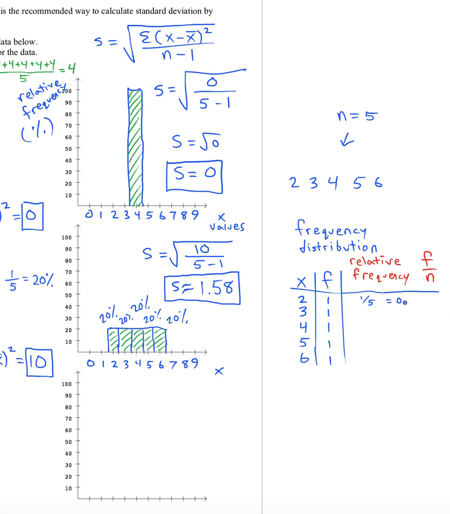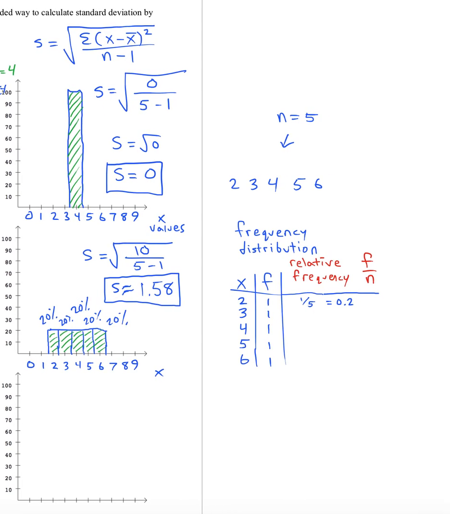Now we can get a decimal out of that. It's 0.2. But to change the decimal into a percentage, multiply by 100. Now the 3, it appeared one time. F is 1, N is 5. So again, it's 20%. They all have a relative frequency of 20%.